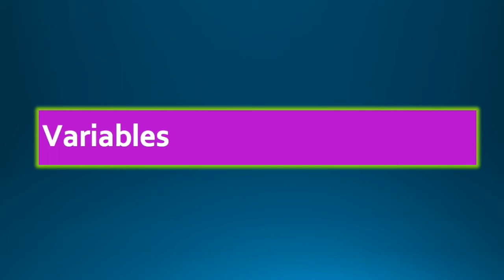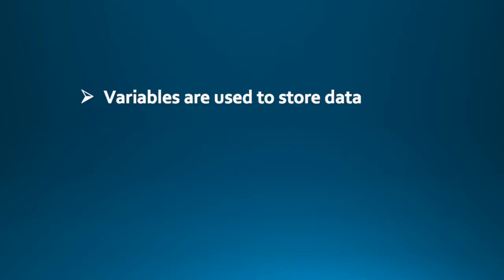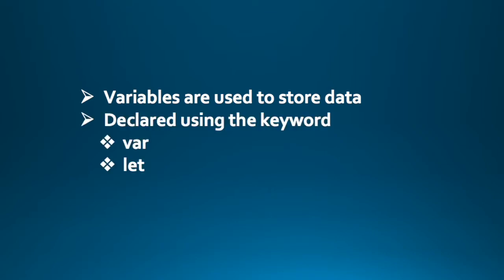What are variables? Variables in JavaScript are used to store data. So their basic purpose is to store data and information. And they are declared using the keyword var or let. So earlier we used to use the keyword var, but now it is a better practice to use let, and subsequently in the future lessons you will learn why let is preferable to var.